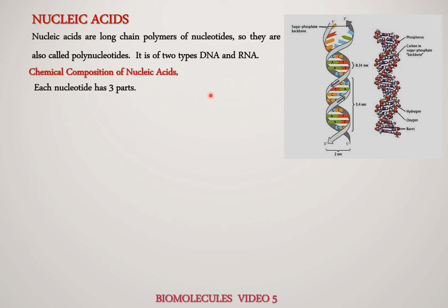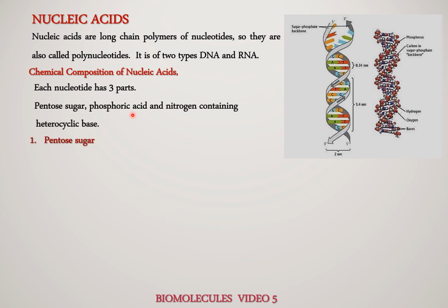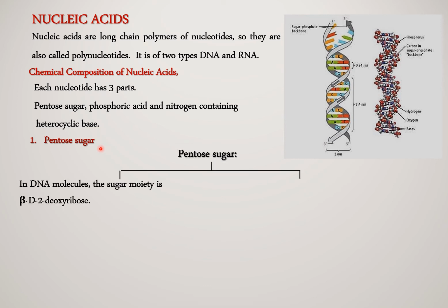When we are discussing the composition of nucleic acid, we understand that the nucleic acid is made up of many nucleotides, and each nucleotide has three parts. What are they? The pentose sugar, phosphoric acid, and the nitrogen containing heterocyclic base. So what is this pentose sugar? The pentose sugar are of two types.